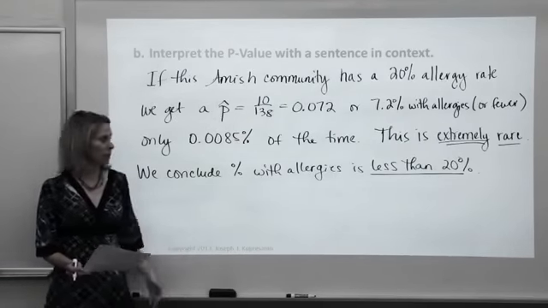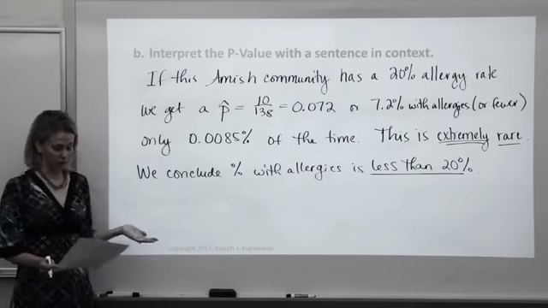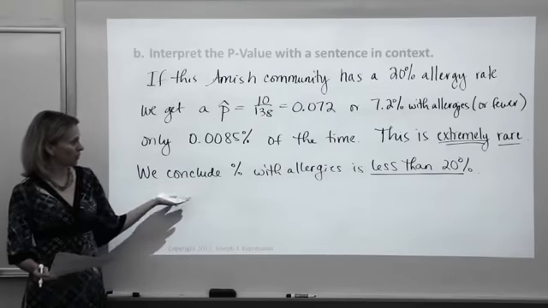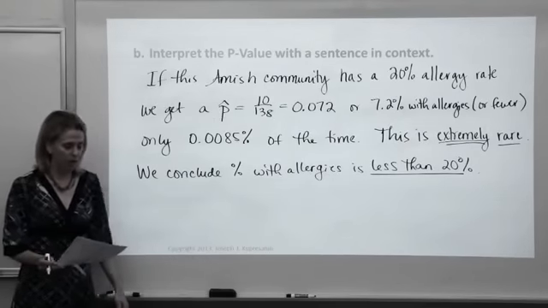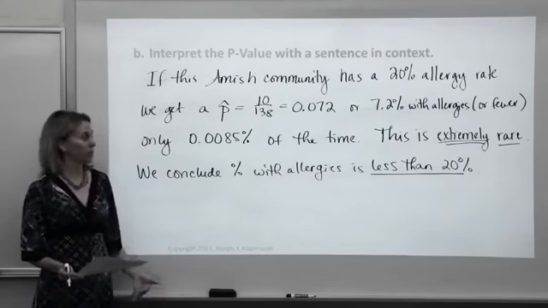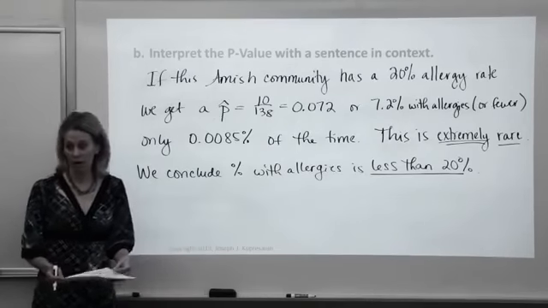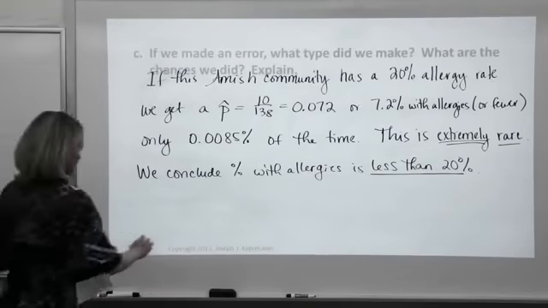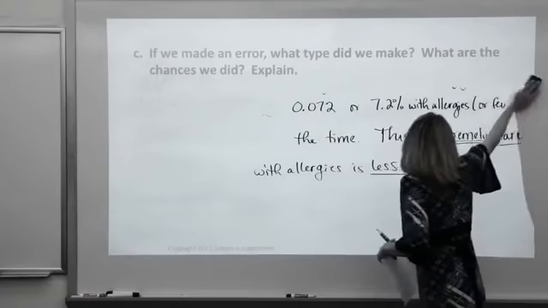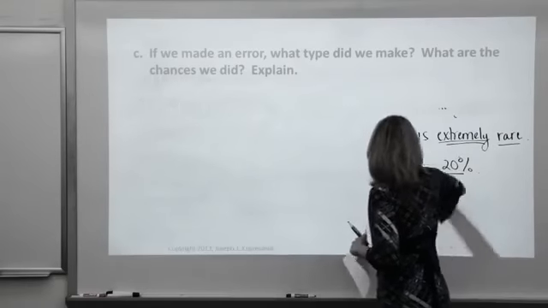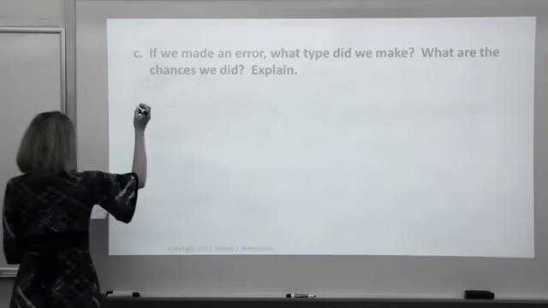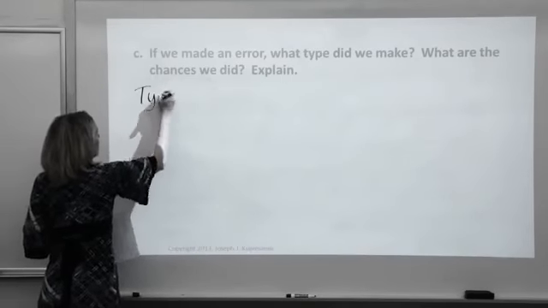The last part with this example is, if we happen to make an error in this one, it's not very likely, but if we happen to have made an error with our conclusion here, what type of error would it be? In this problem, we rejected the null hypothesis. So when you reject the null hypothesis, there is a chance that you make a type 1 error. So what type of error might we have made? It's possible we made a type 1 error.